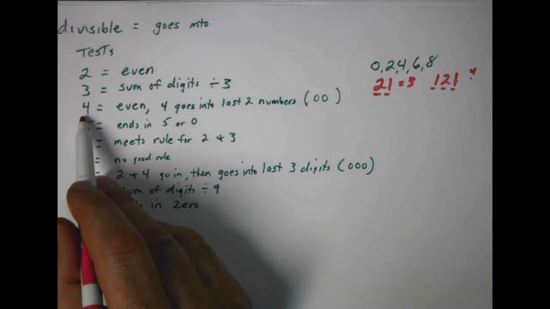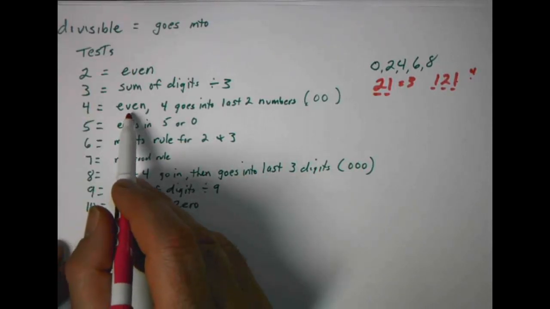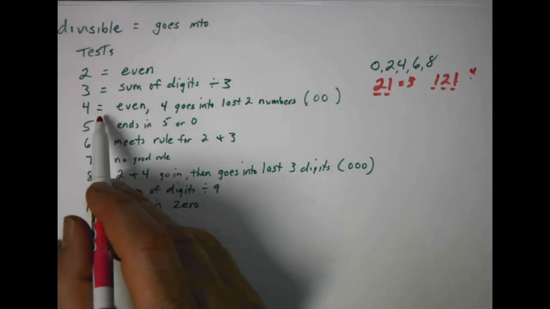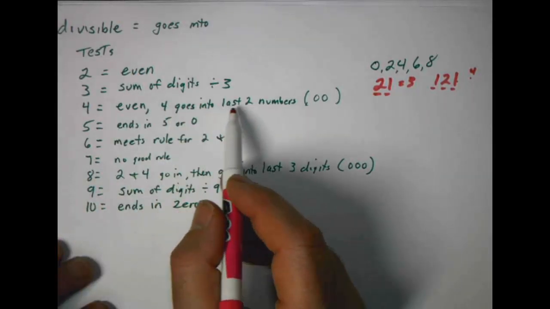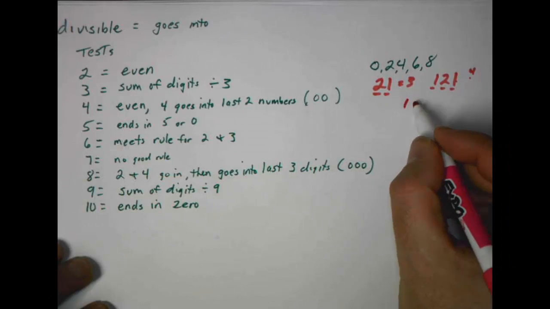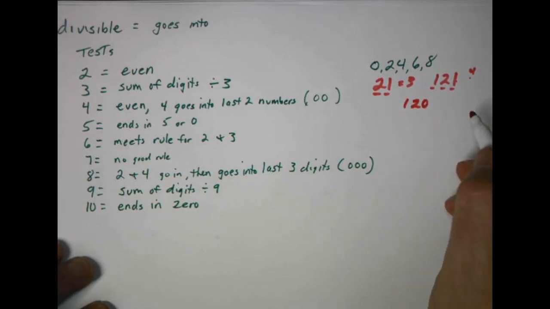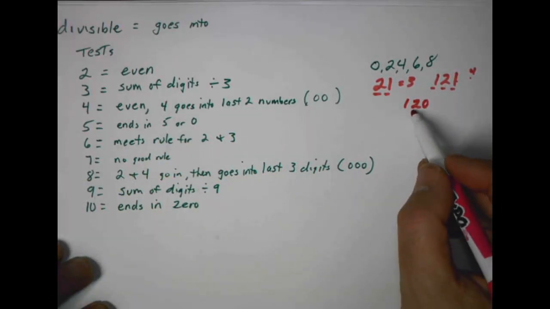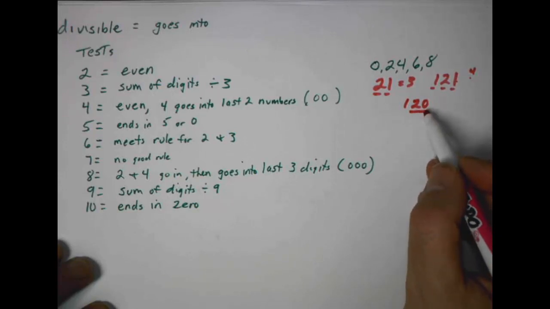Okay, the check for 4: the number has to be even. So if 2 doesn't go in, I don't even need to check 4. And then 4 goes into the last two numbers. So an example of that might be 120. The last two digits is 20. I don't need to worry about what's in front, but the last two digits is 20.